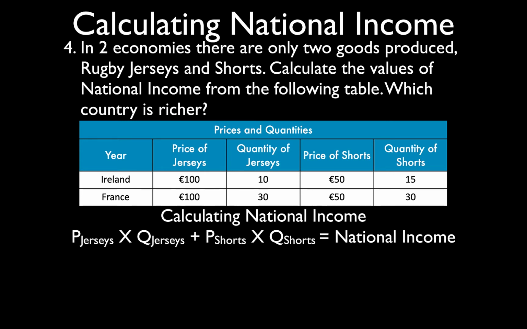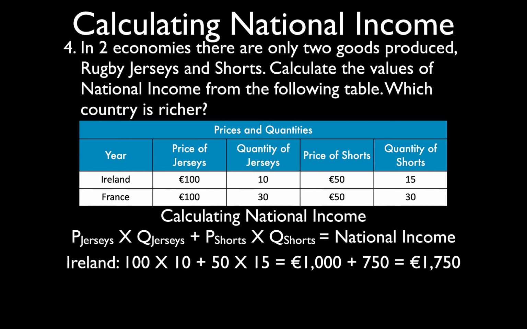So if we were to look up the definition or the formula for national income, what we actually have here is the price of each good multiplied by the quantity of each good. The answer that you get is the total value of production of that good, in this case rugby jerseys. And then to that value of output, we add the price of the next good multiplied by the quantity of the next good, and the multiplication of those two numbers gives us the total value that was added to each economy from the production of rugby shorts. Okay, so don't forget, price is a measure of value and a measure of scarcity. But for the moment we're just going to go with a measure of value.